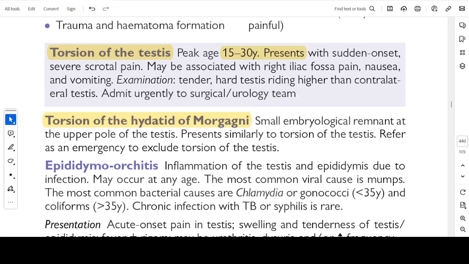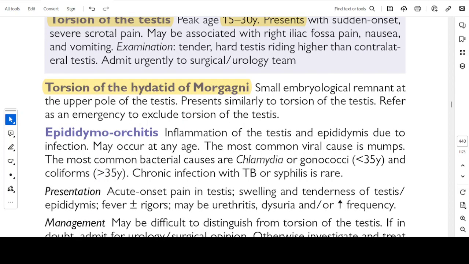Torsion of the hydatid of Morgagni. Small embryological remnant at the upper pole of the testis, presents similar to torsion of the testis. Refer as an emergency to exclude torsion of the testis.